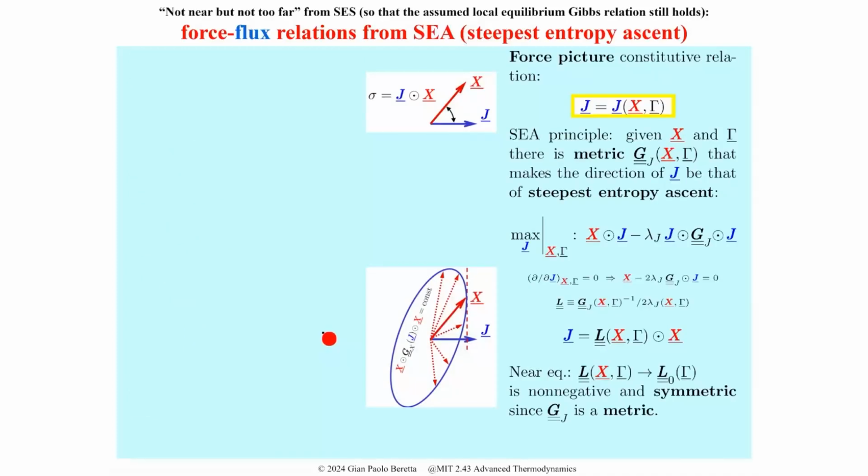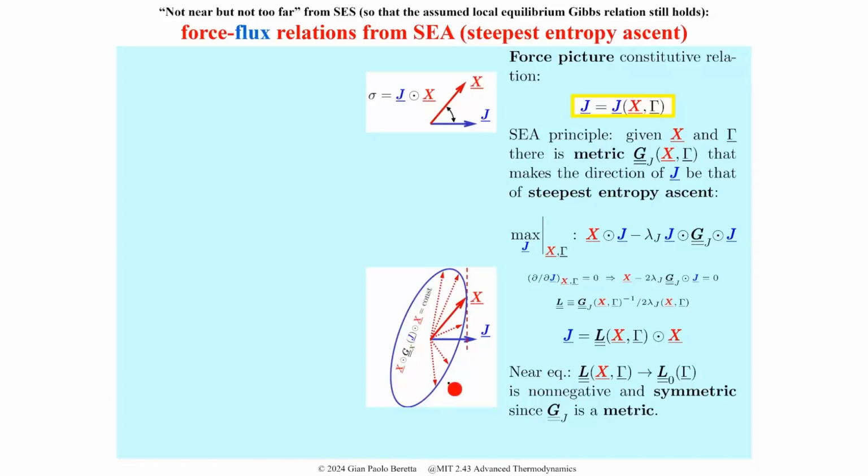And of course, you can do the exact same in the force picture. So impose the x, and there is a metric also from that point of view, and the two are related to one another. They are the inverse somehow. So you also maximize these projections subject to this other blue ellipsoid, which also represents the effort.